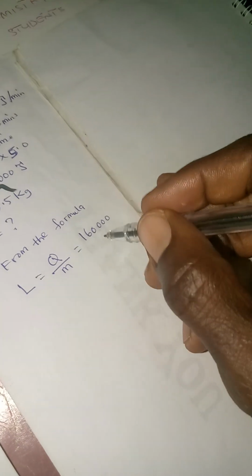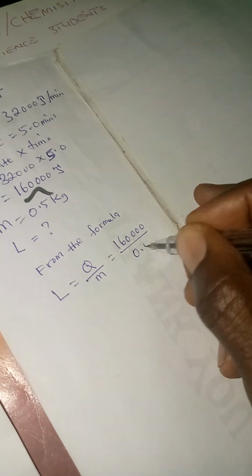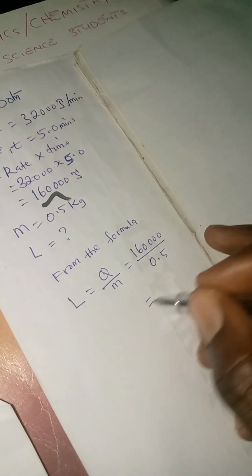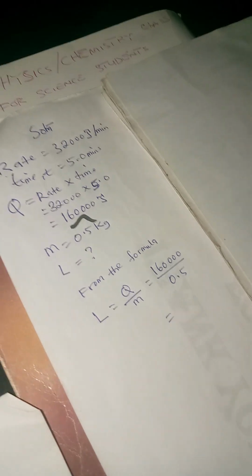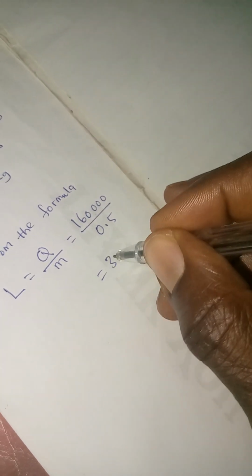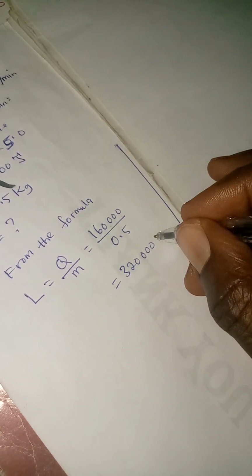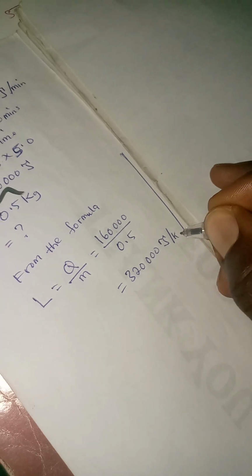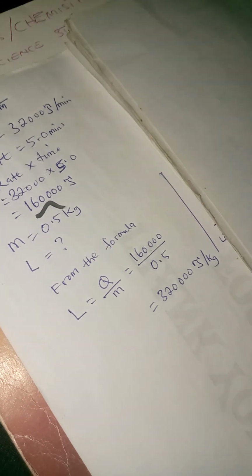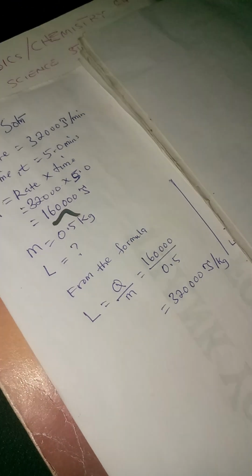It is 160,000 joule, divided by the mass, which is 0.5 kilogram. If you make use of your calculator very well, you will discover that the answer is going to be 320,000 joule per kilogram, because the specific latent heat is calculated in joule per kilogram.